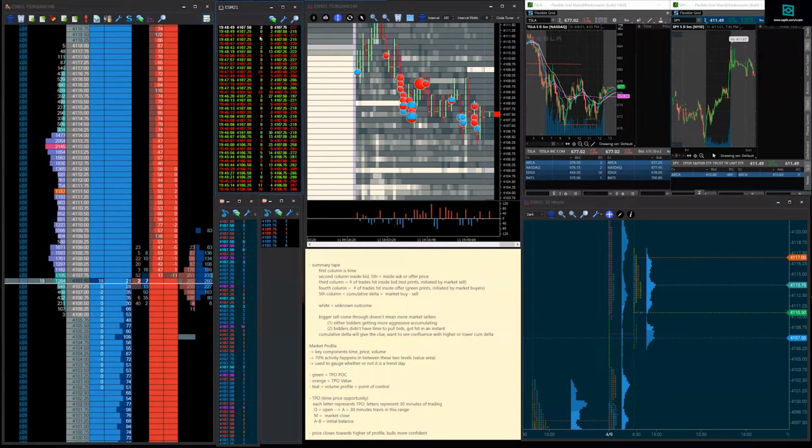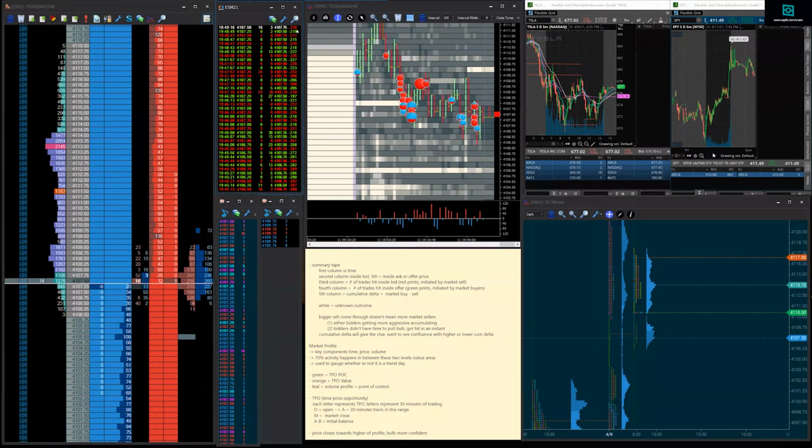hit the inside bid. So you can see here, 4107.50, this one's highlighted in red. So two market sell orders hit the bid here. And then you can see none hit the market offer side. But next print right here, you can see that there's a buyer that did hit the ask, a 2 lot here.